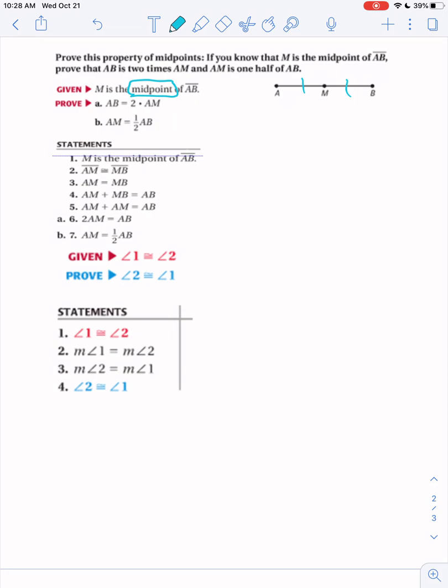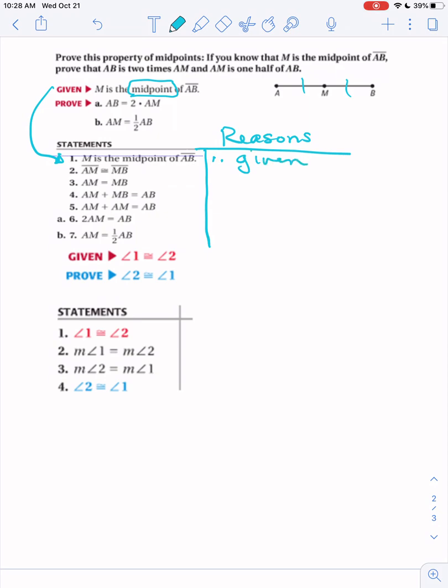So again, the first thing you want to do is copy your given down. So we say M is the midpoint of segment AB. So the left-hand side is the statement, the right-hand side are the reasons. We have to justify every step. And of course, the first reason we have is that it was given information.